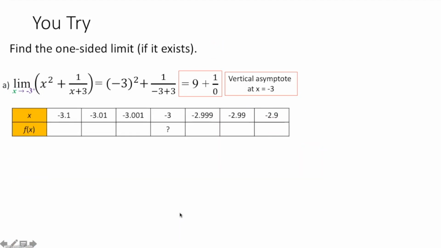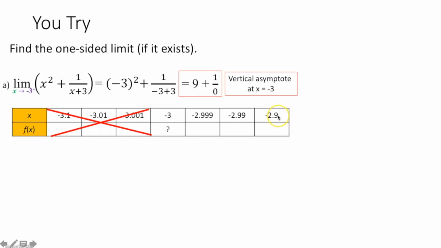So to figure that out, we create our table, pick 3 x values to the left or less than negative 3 and 3 x values to the right or greater than negative 3. Which ones do we need? We need the ones to the right, so we don't even need these guys. Once you get better at this, you don't have to create both sides. You can just determine which side you need and create that side only.